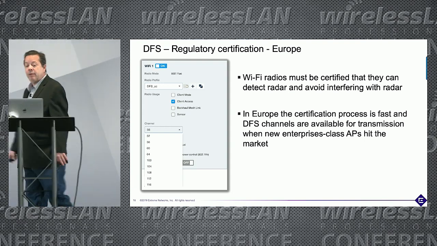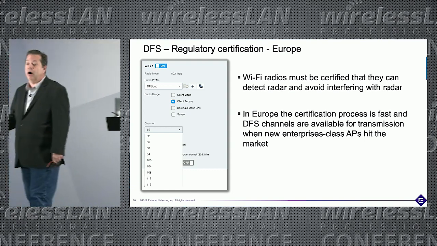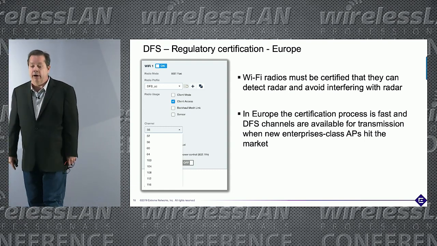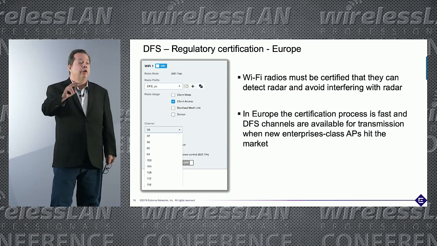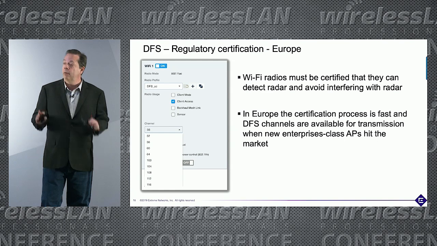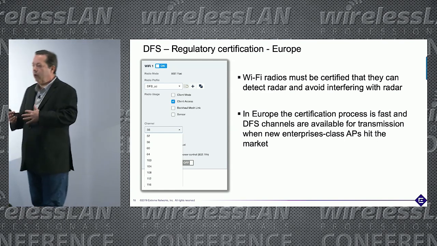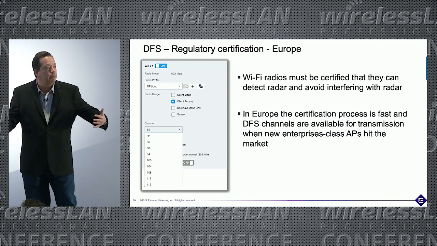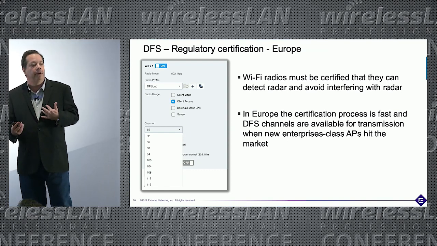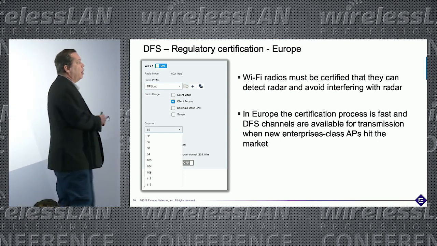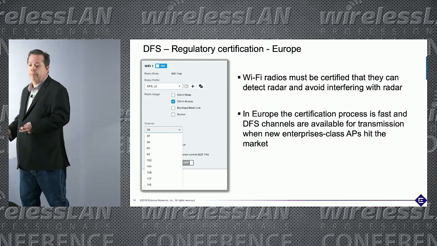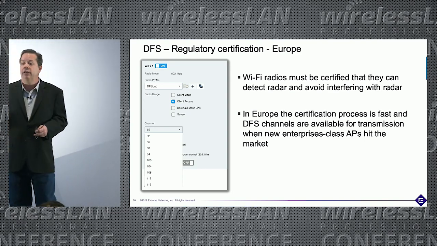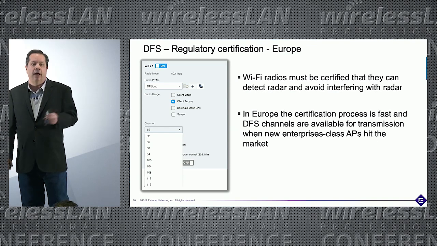Wi-Fi radios have to be certified to detect radar and avoid interfering with radar. It's a little bit different in Europe, and a little bit different in the United States. Europeans are actually pretty lucky, and here's why. When a vendor submits their AP to get certified in Europe for transmitting in general, they also go through the DFS certification. So that means when a vendor's AP comes out, they can immediately start transmitting on the DFS channels in Europe.